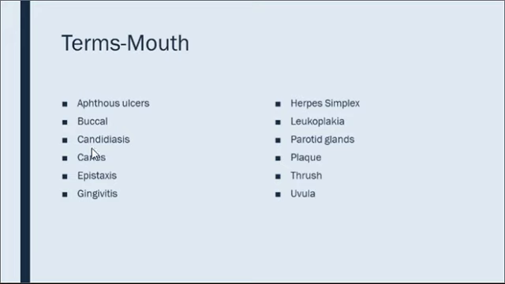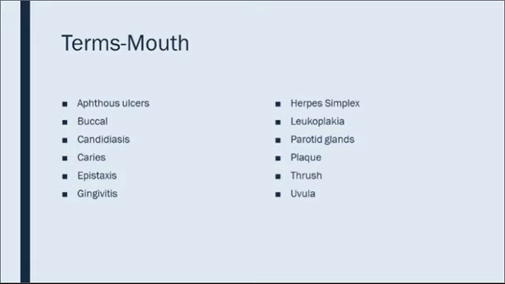Some terms for your mouth. I may mention some as we're going through the slides. Your aphthous ulcer may be called canker sores, or small, painful, round ulcers in the oral mucosa. Usually no known cause for them. Buccal is your cheek, so your mucous membranes are your gums, and on the sides of your cheek are your buccal.